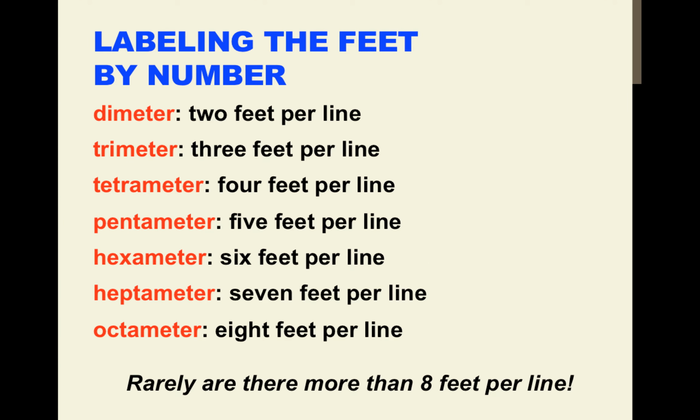All right? Here is something that you will need to know. In case on the quiz I will be giving you a couple excerpts and you'll have to identify the meter. So you'll need to know that dimeter contains 2 feet per line, trimeter contains 3, tetrameter is 4, pentameter is 5, hexameter is 6, heptameter is 7, and octameter is 8. Rarely are there more than 8 feet per line. It just doesn't very happen. So you're not gonna have to know any more than that. Okay.